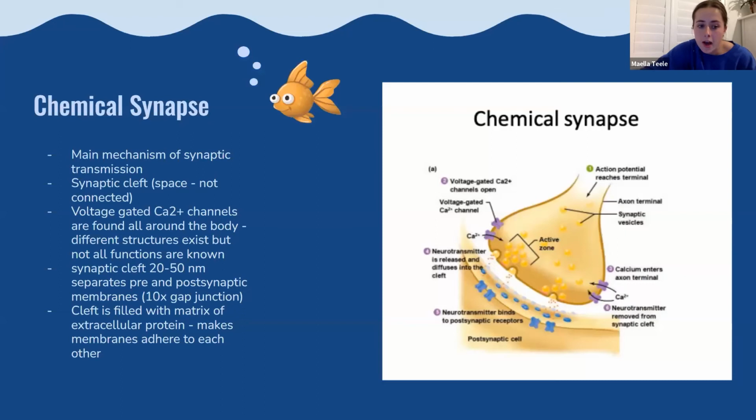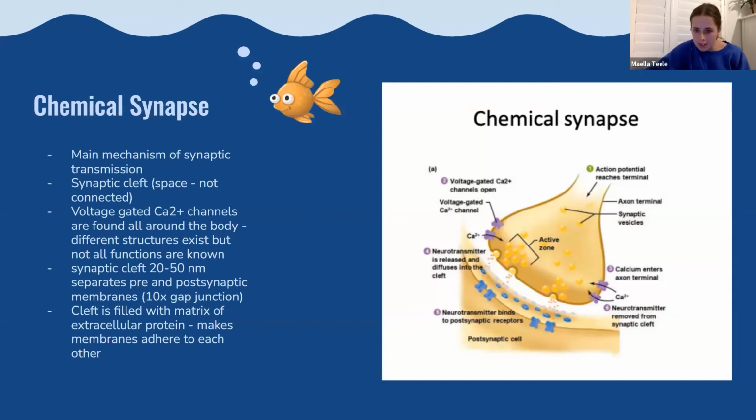So the synaptic cleft is 20 to 50 nanometers, and it separates the two membranes. And this is actually quite large, because even though in gap junctions there is a small gap, this is like 10 times smaller than that of a synaptic cleft. So the synaptic cleft is actually decently large. And the cleft is filled with a matrix of extracellular protein. So even though they're not connected to each other, this extracellular matrix does allow the presynaptic and postsynaptic neurons to stay pretty much connected, because after all, they still have to be pretty close. Like 20 to 50 nanometers is still pretty close.